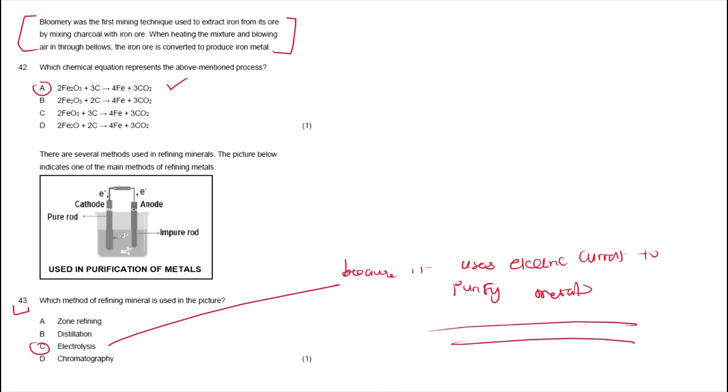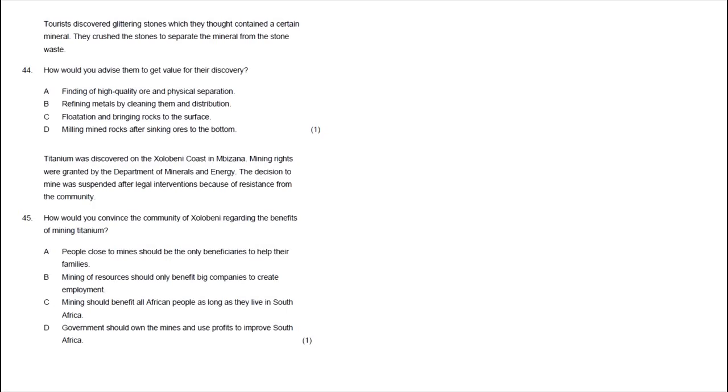Okay, and then next we will move to our next question, which is question 44. So question 44 says that tourists discover glittering stones which they thought contained a certain mineral. So they crushed these stones to separate the minerals from the stone waste. So now we are asked, how would you advise them to get value for their discovery?